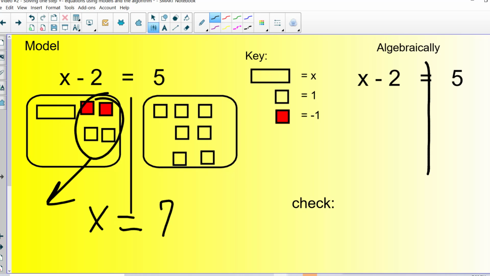Draw a line down the equal sign, right? And then we're going to put a box around the x to isolate it. And so that tells us, okay, the x is on the left side. What else is on the left side? Minus 2, or the negative 2.